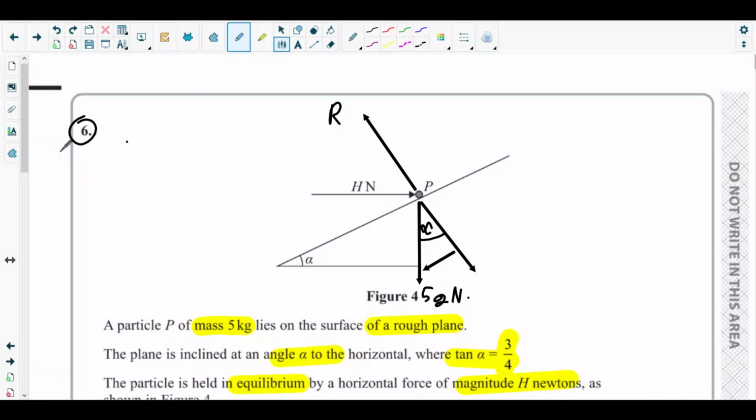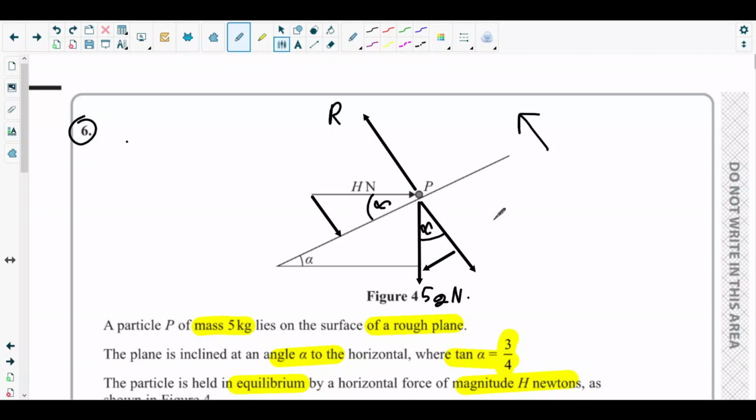Okay, so we are resolving the forces perpendicular to the plane. So in the upward direction, R acts, and in the downward direction, the perpendicular component of weight acts, and also the perpendicular component of the H Newton. Okay, so if this is alpha, then this is also alpha.